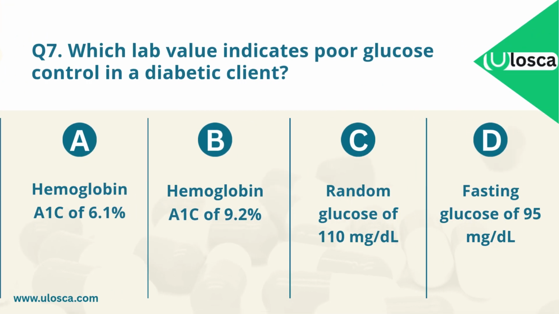Question 7. Which lab value indicates poor glucose control in a diabetic client? A. Hemoglobin A1C of 6.1%. B. Hemoglobin A1C of 9.2%. C. Random glucose of 110 milligrams per deciliter. D. Fasting glucose of 95 milligrams per deciliter. Which one is the correct answer?